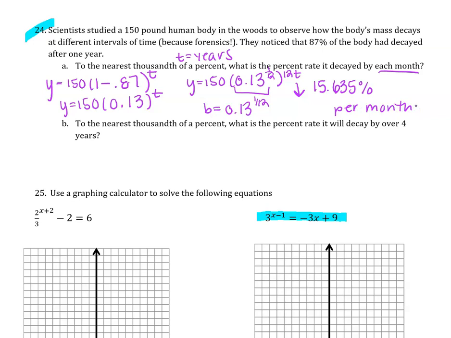To the nearest thousandth of a percent, what is the percent rate it will decay over 4 years? Okay, so I go back to the original function, which was an annual model, but it wants over the course of 4 years. So that means my outside exponent is going to be t divided by 4, because that means once every 4 years. But that means I need to balance it with a 4 on the inside, because I need both of these multiplied back together to still give me t, because I'm not changing the function, I'm just changing the way it looks. Now I only care about this b value.